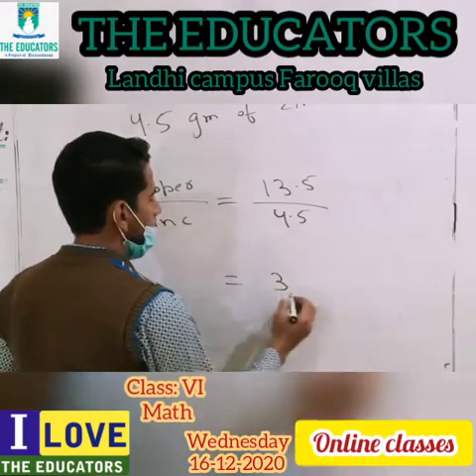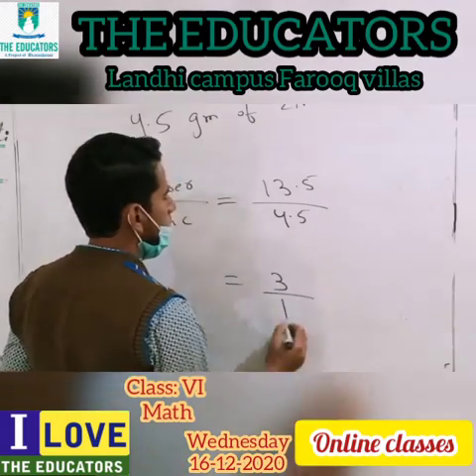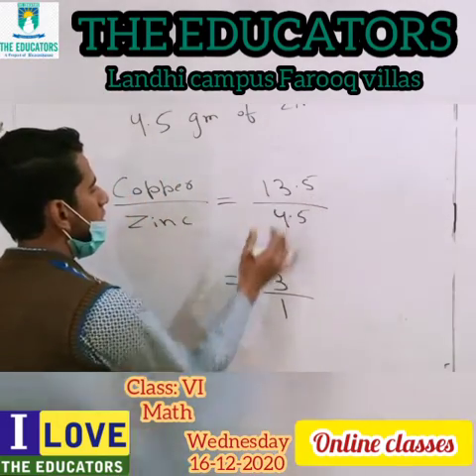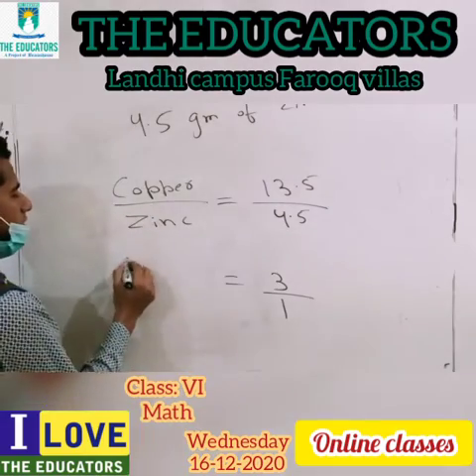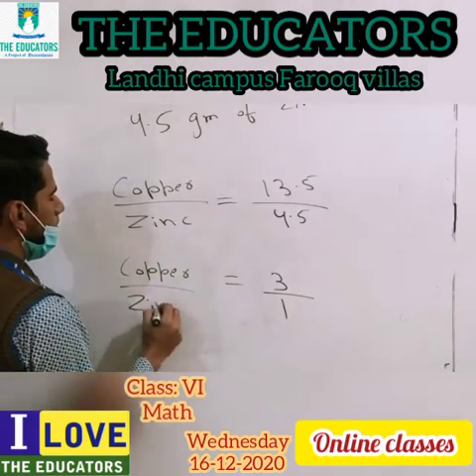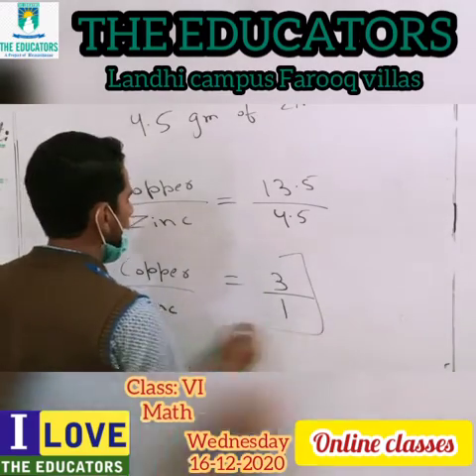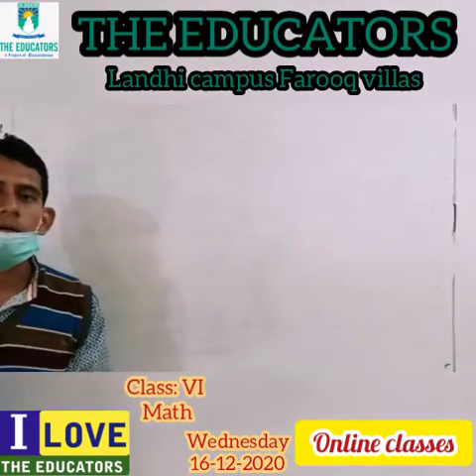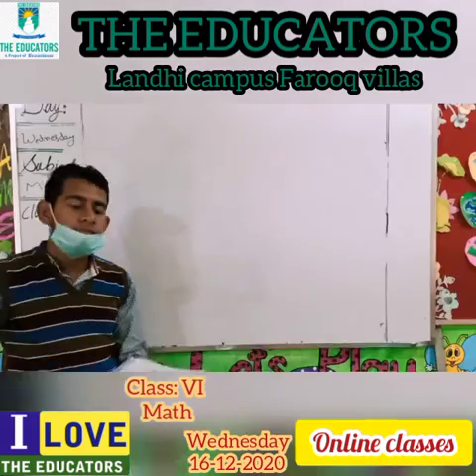Okay, so there is nothing in the denominator. 4.5 into 3 equals 13.5. Okay, so that is our ratio for copper to zinc. 3:1 is our answer. Okay, so now I am moving to question number 3.